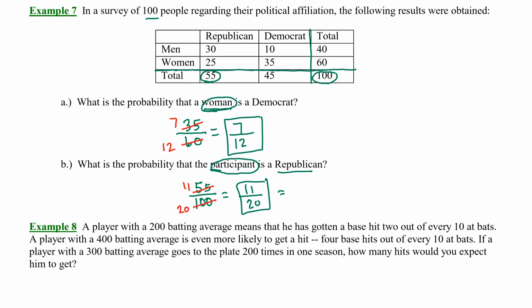We can easily convert that into decimal as 0.55, 55 hundredths, or 55%. Percents may make a little more sense to your brain than something like 11 out of 20. So a little more than half of the participants were Republicans.